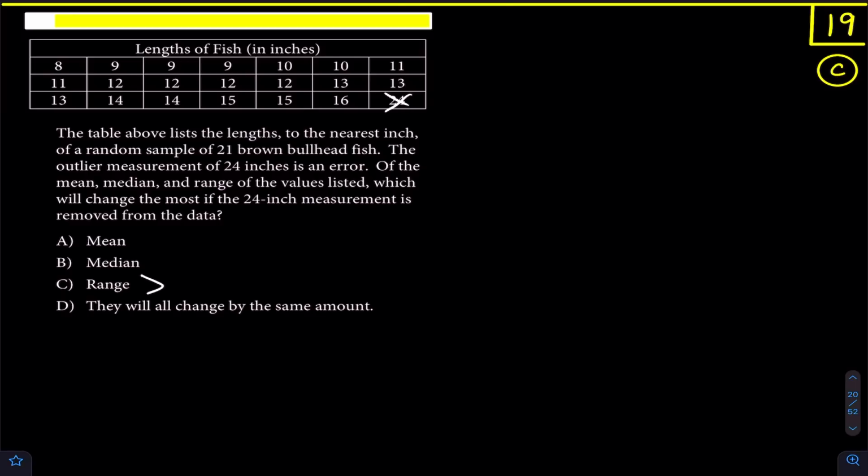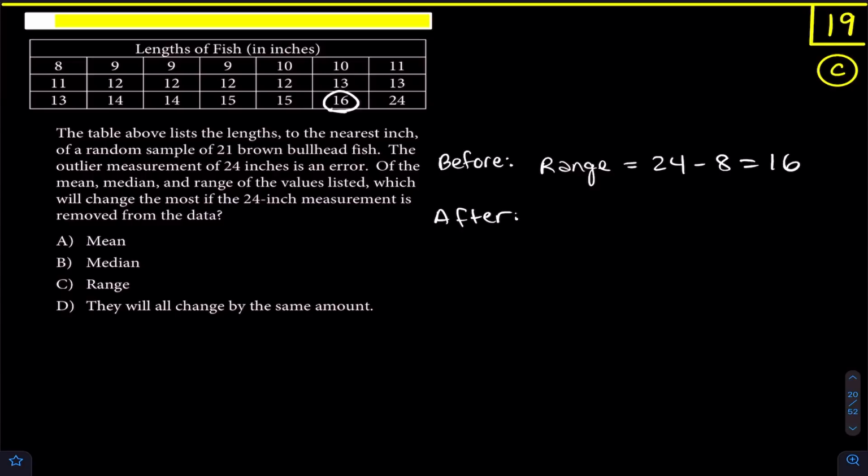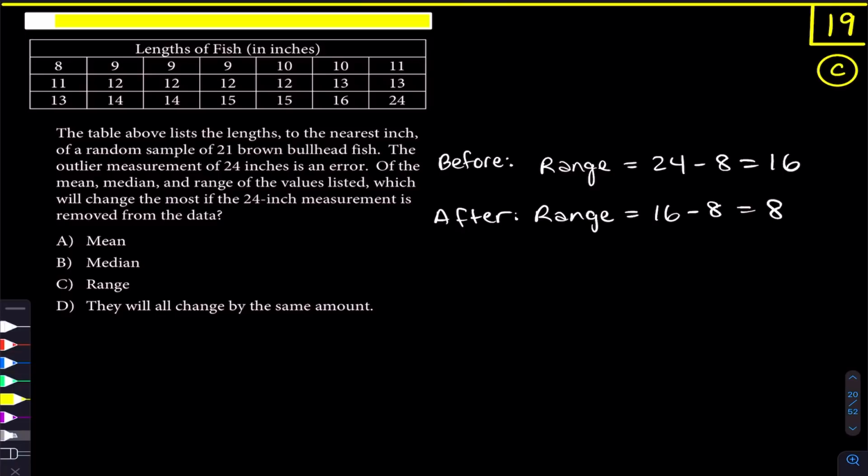And what about the range? Well, remember that the range is the largest number minus the smallest number. So the range here is 24 minus 8, and that's 16. After we take away that 24, the largest number is a 16. And so we get 16 minus 8 is the range. The range drops by 8 inches. That's huge. Is the mean going to drop by 8 inches? Is it going to change that much? No, there's no way the mean would drop by that much. And so the answer here is going to be C, the range.